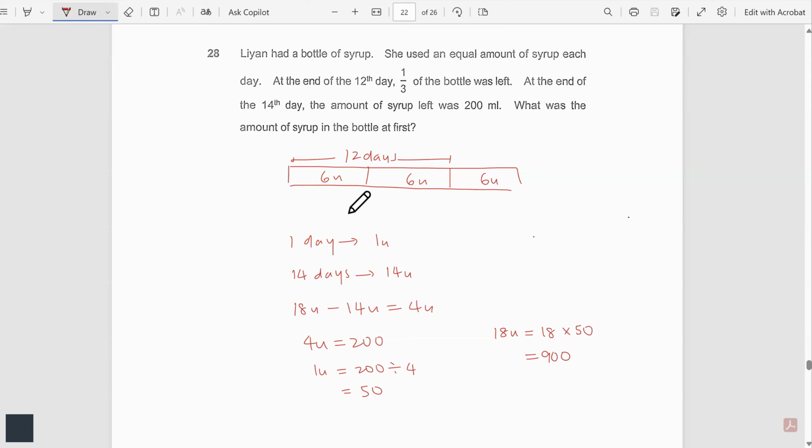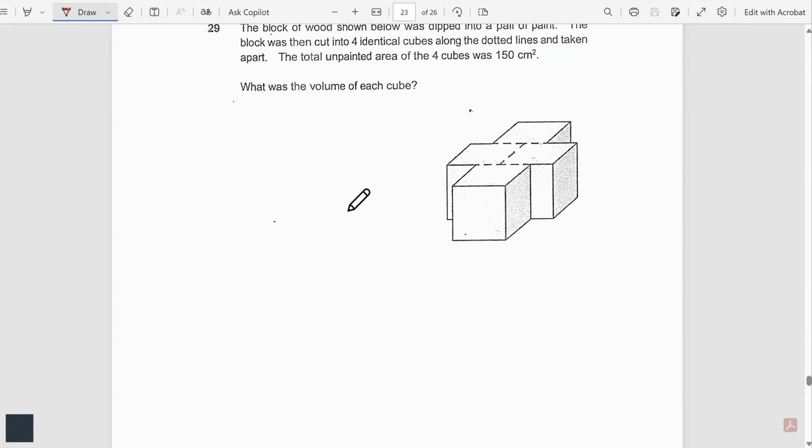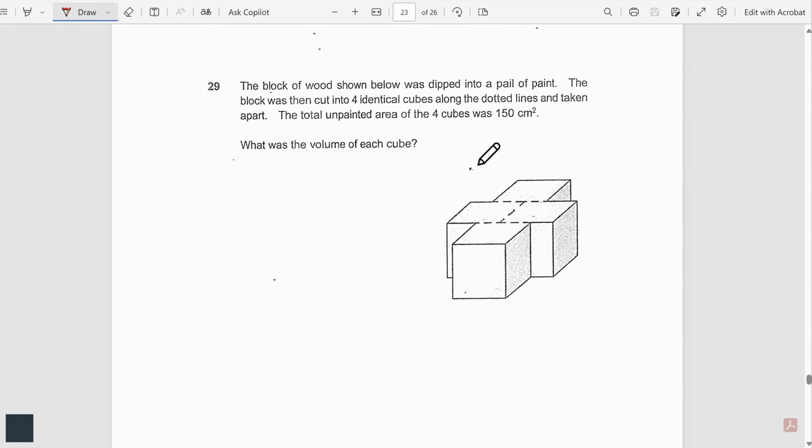Okay, question number 29. A bit of a tricky one. The block of wood shown below was dipped into a pail of paint. The block was then cut into 4 identical cubes along the dotted lines and taken apart. Total unpainted area of the 4 cubes was 150 square cm. What was the volume of each cube?